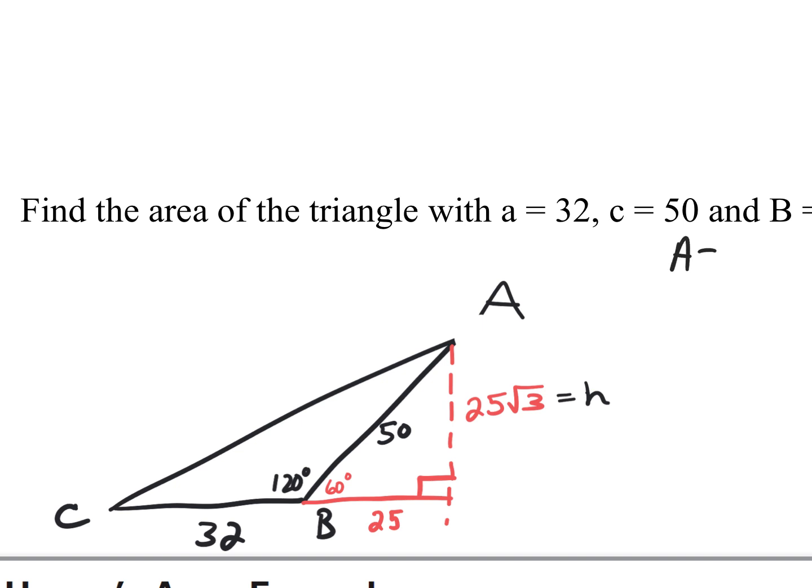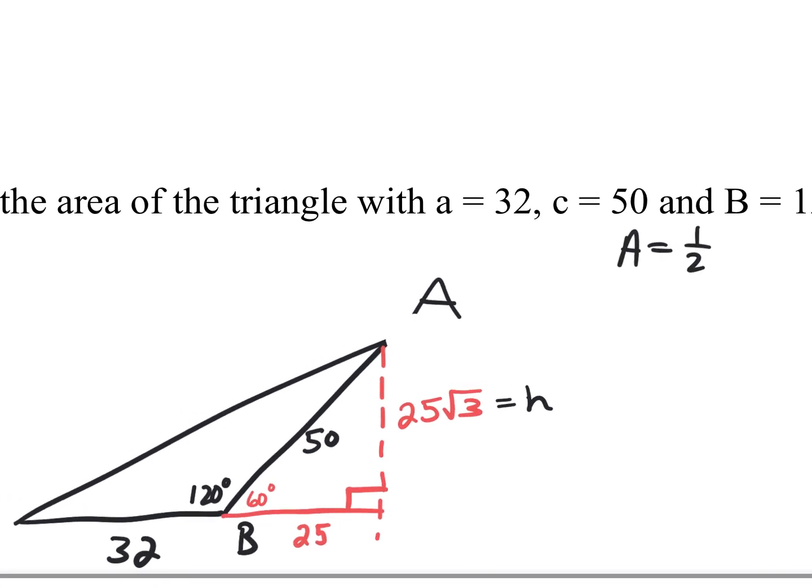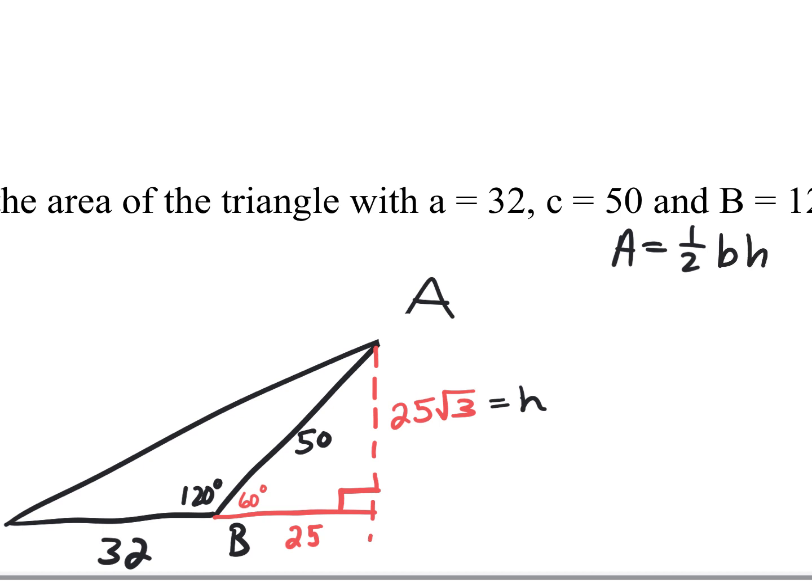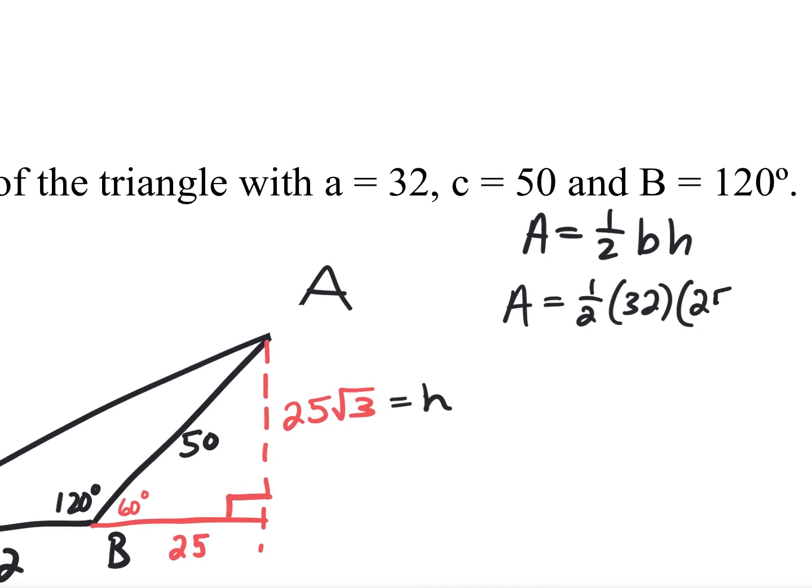So again, we can use area equals 1/2 base times height. In this case, my base was 32, and my height is 25√3. I can plug that into my calculator, and we find our area to be 692.82 units squared.